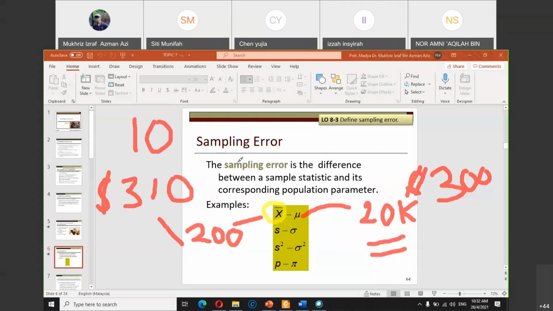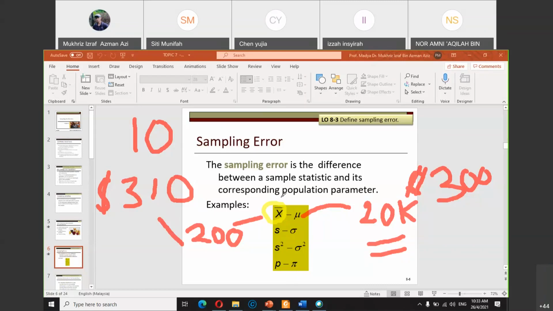So that 10 ringgit refers to what we call the sampling error, the difference between the sample value and the population value. So this 10 ringgit is the sampling error of the mean. You can also get the sampling error of the standard deviation, the sampling error of the variance, and the sampling error of the proportion. The proportion you will learn later in chapters 8 and 9. In chapter 6, we only focus on the first three first: X bar, standard deviation, and variance. The proportion you will cover in the next topic.